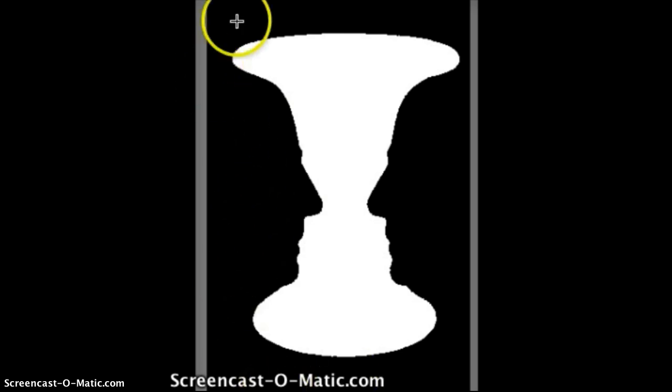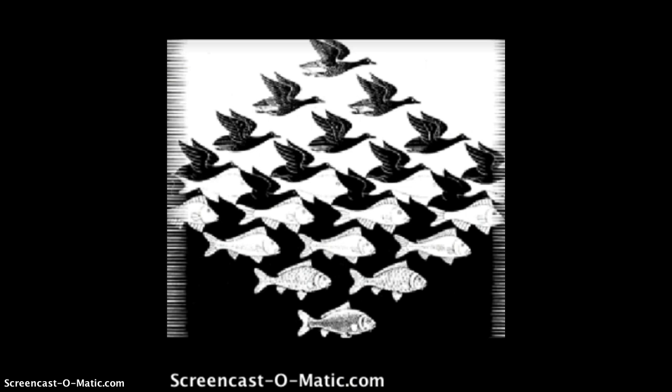If you are seeing the faces, then you are seeing the black areas as the positive space and the white area then as a negative space, the leftover area. Let's take a look at some examples of artists that have concentrated on the emphasis of positive and negative space.